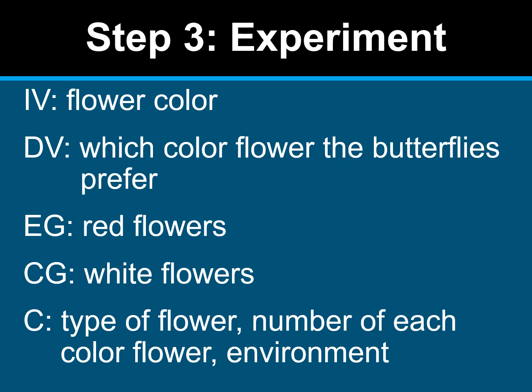In my experiment, the experimental group is the red flowers. The control group is the white flowers. The constants are the type of flower, the number of flowers available to the butterflies, and the environmental components the flowers are found in, such as soil, sunlight, temperature, or anything else.